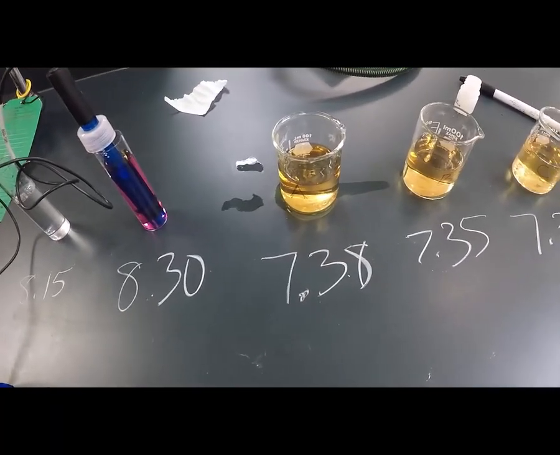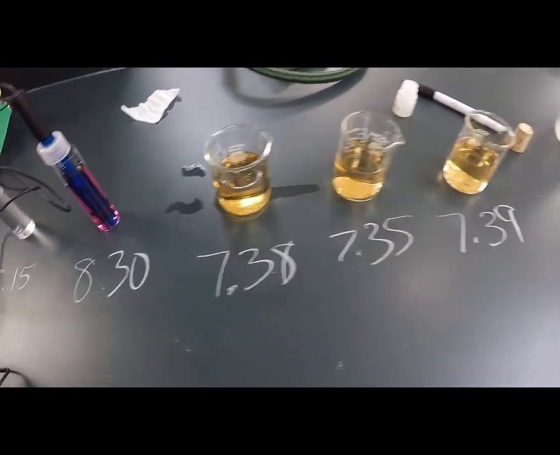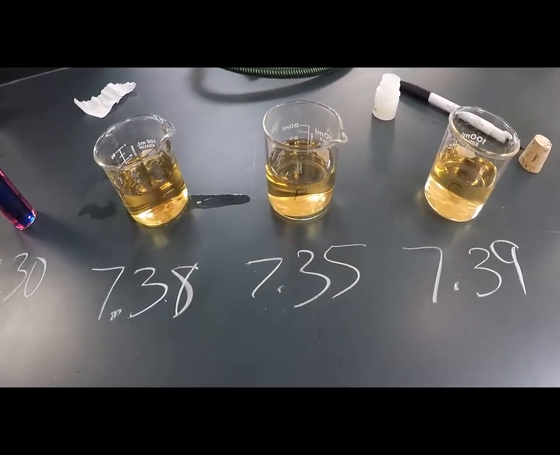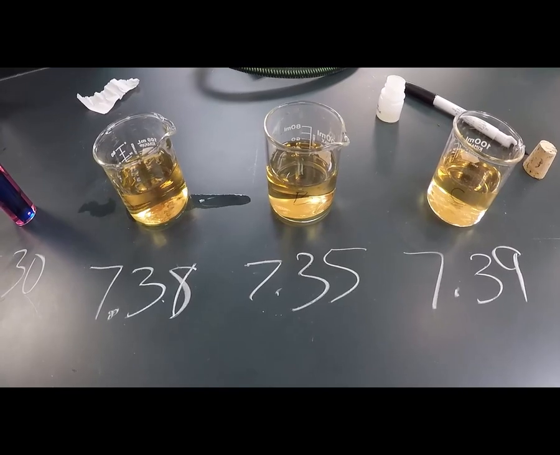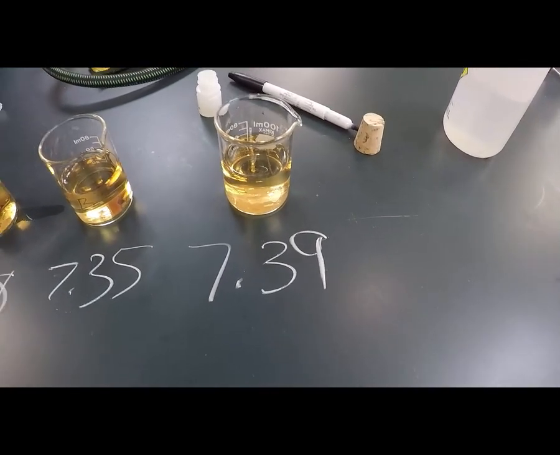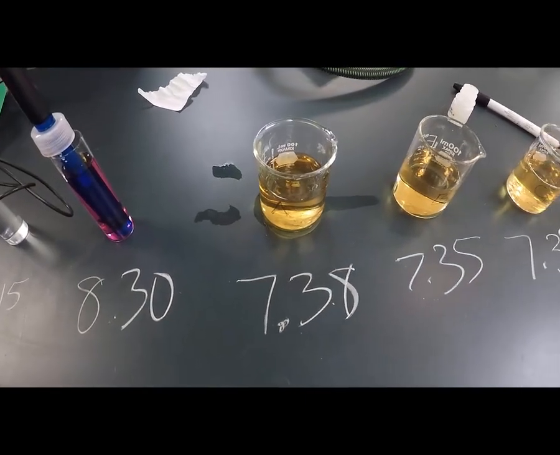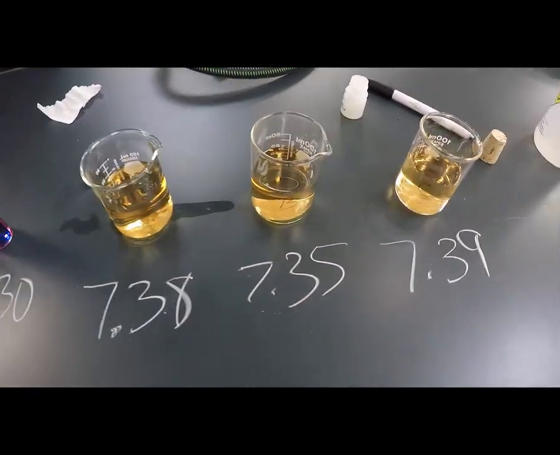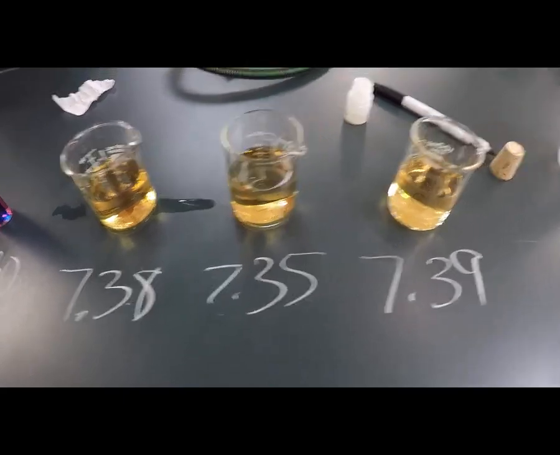Beaker 1 starting out 7.38. Beaker 2 7.35. Beaker 3 7.39. So I'm going to call Beaker 1 A, Beaker 2 B, and Beaker 3 C.